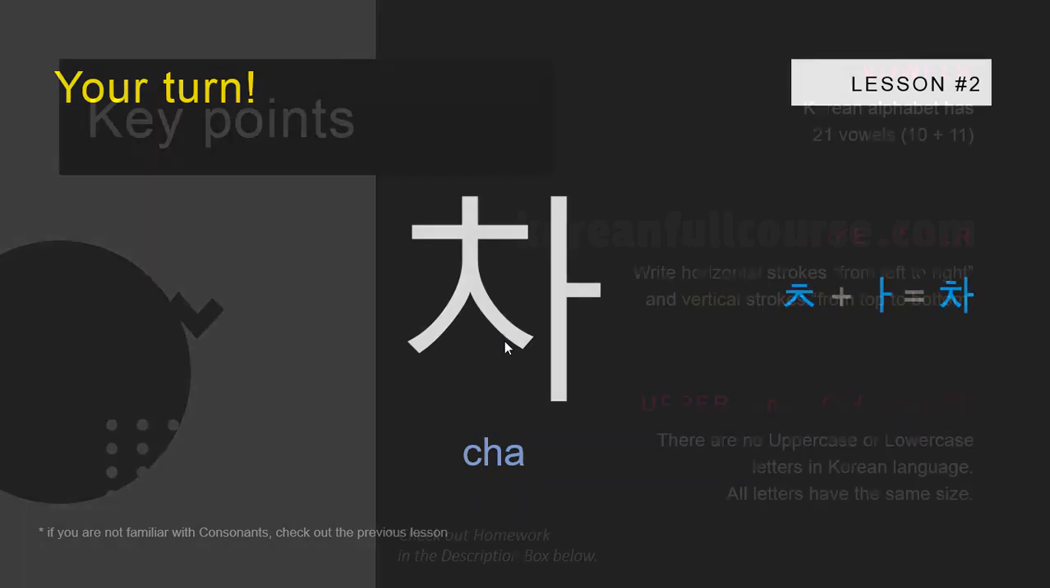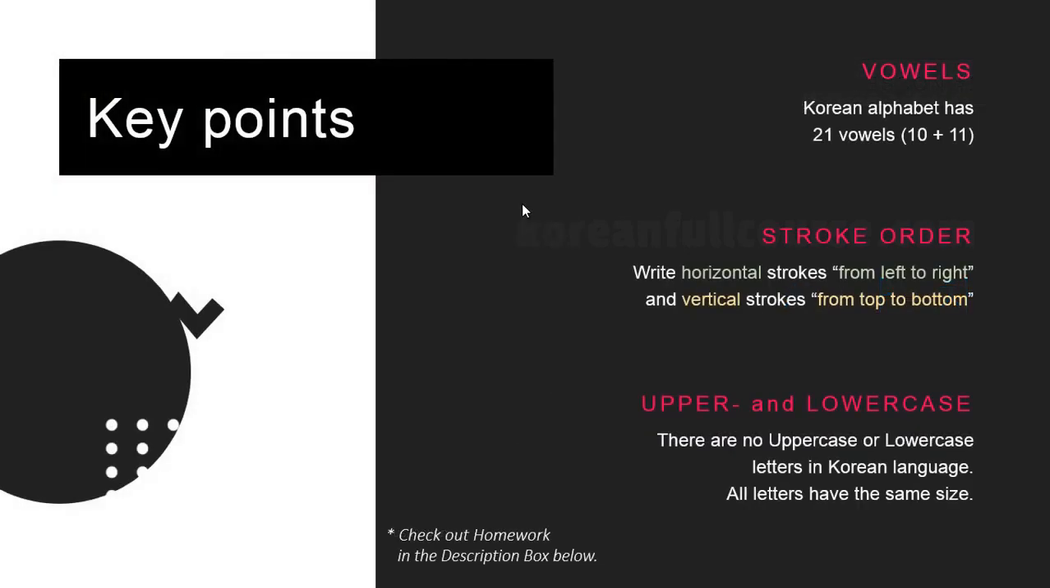So that's all for today. Let's take a look at the key points. There are 21 vowels in the Korean language. We have just covered 10 basic vowels. And in the next lesson, we will learn 11 double vowels.